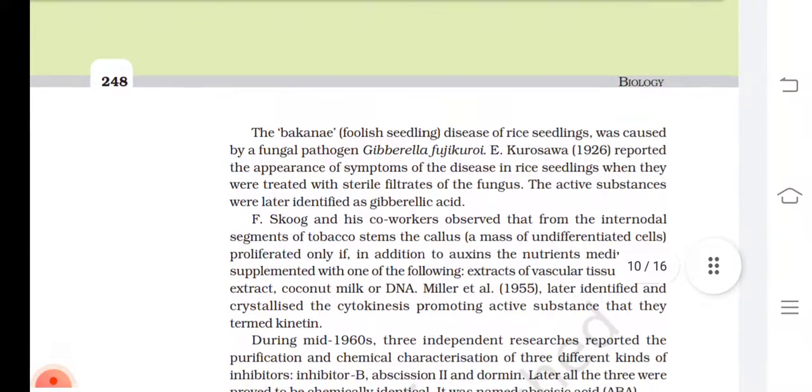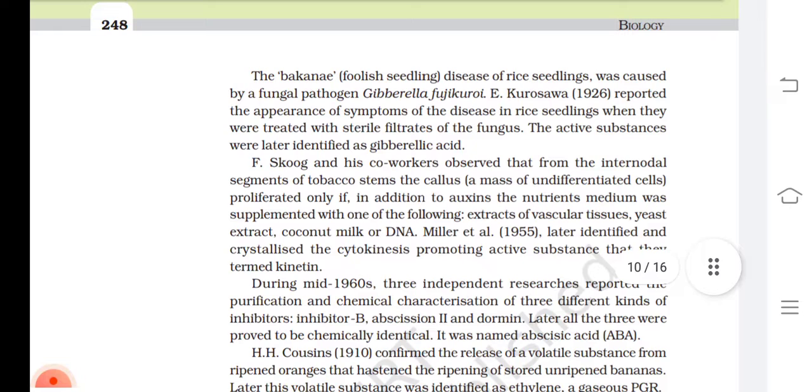The bakanae, or foolish seedling, disease of rice seedlings was caused by the fungal pathogen Gibberella fujikuroi. E. Kurosawa in 1926 reported the appearance of symptoms of the disease in rice seedlings when they were treated with sterile filtrate of the fungus. The active substance was later identified as gibberellic acid.